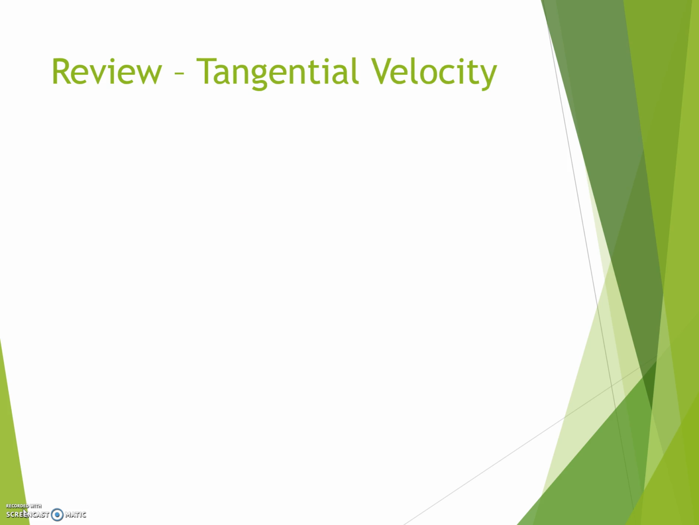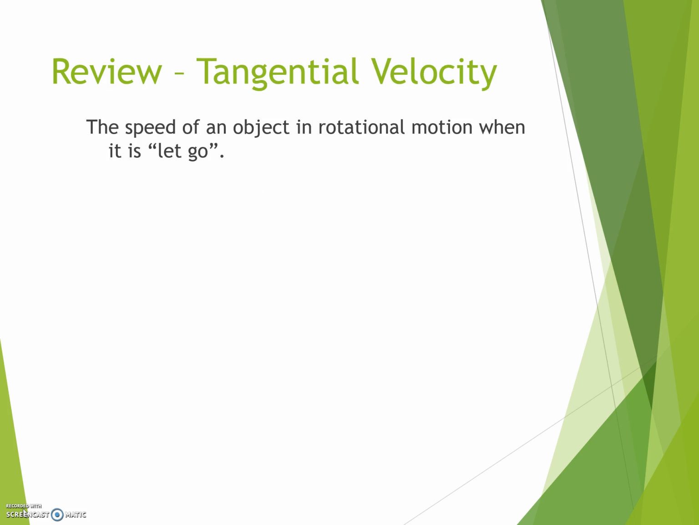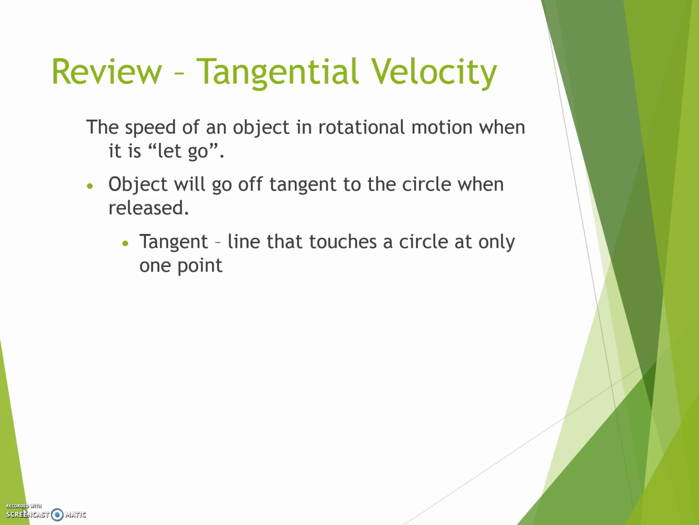Let's also review tangential velocity. The speed of an object in rotational motion when it's let go is considered the tangential velocity. The object will go off tangent to the circle when it's released. So we need to remember what the word tangent means, and tangent is just a line that touches the circle at one point.